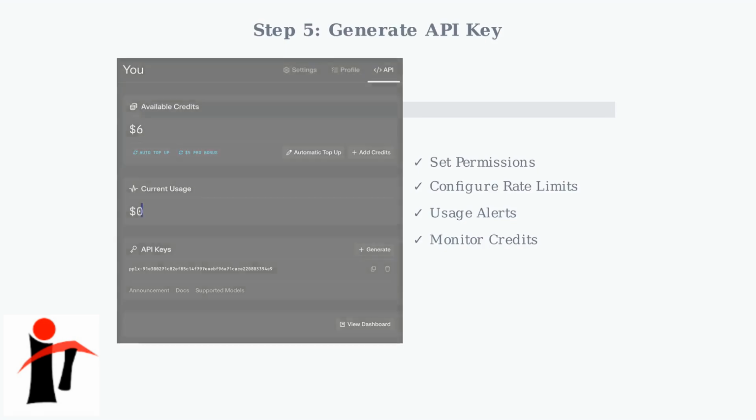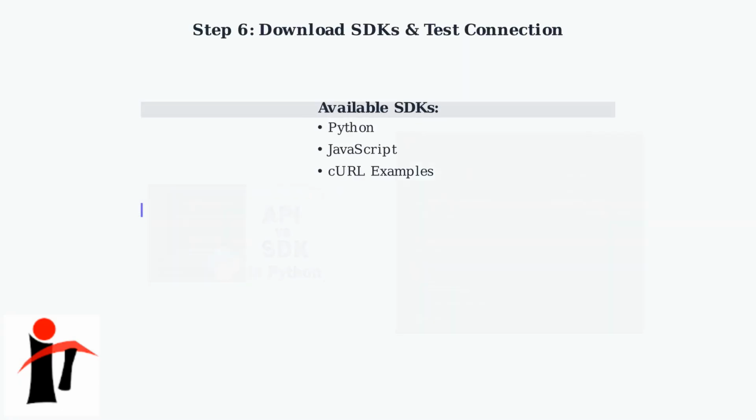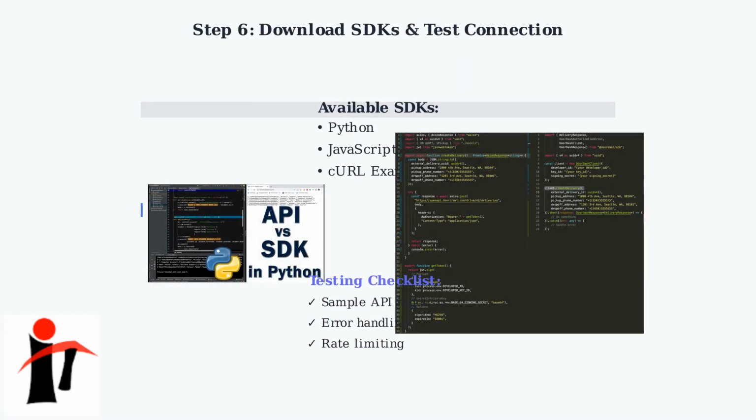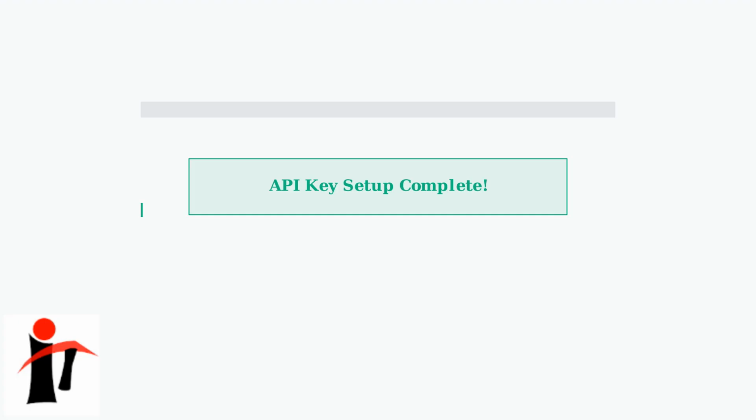Finally, Step 6. Download the necessary SDKs and test your connection. Perplexity provides examples for Python, JavaScript, and curl. Test your API connection with sample requests and implement proper error handling and rate limiting for production use. You now have everything you need to obtain and start using your Perplexity AI API key.